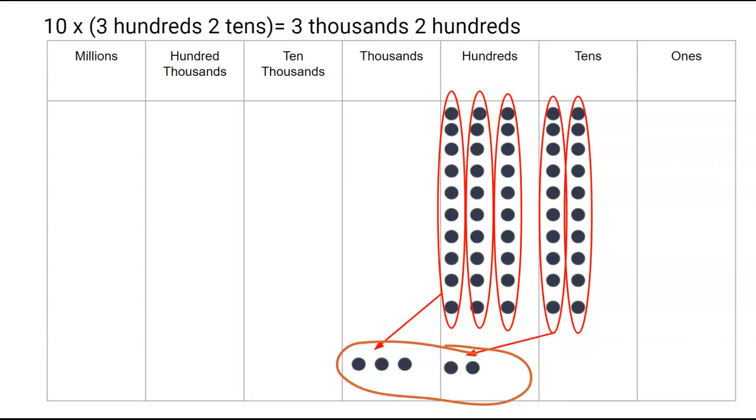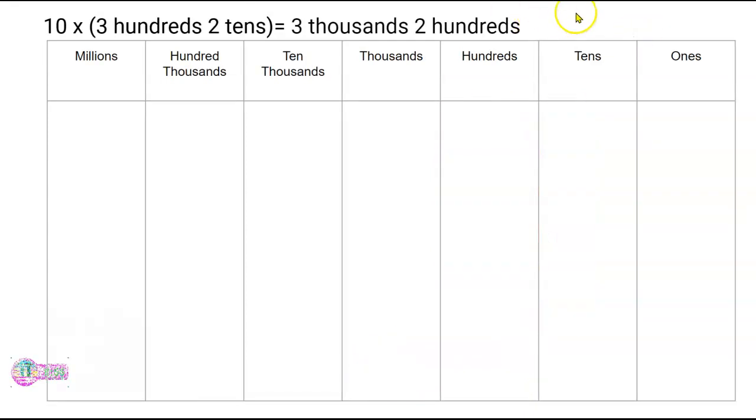We have 3,200s. Now, let's go ahead and represent this with just our digits instead of all of our place value discs. So the first thing I'm going to do is place my digits in the correct spot on my place value chart. So I have to do 10 times 300s to 10s.